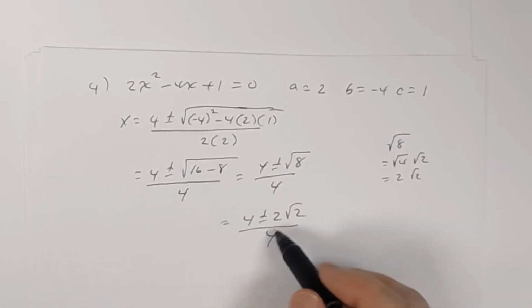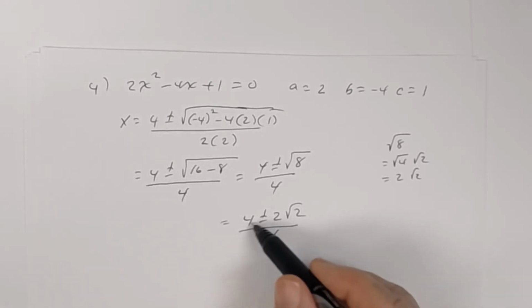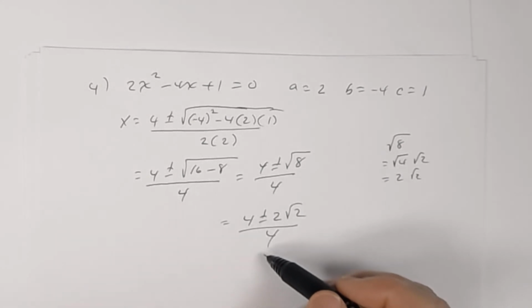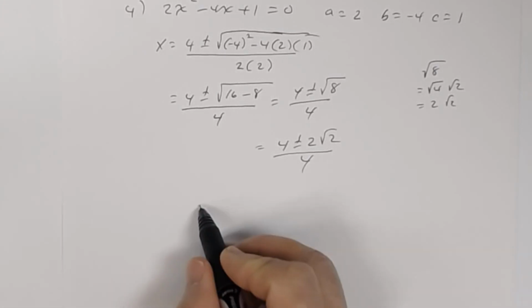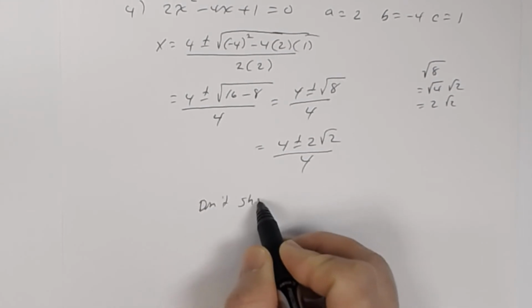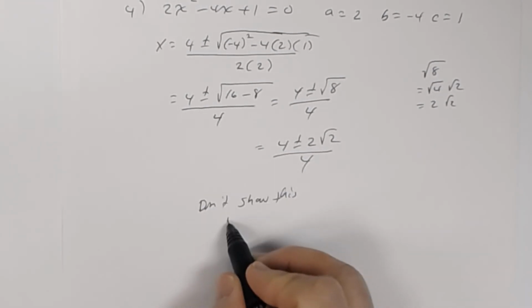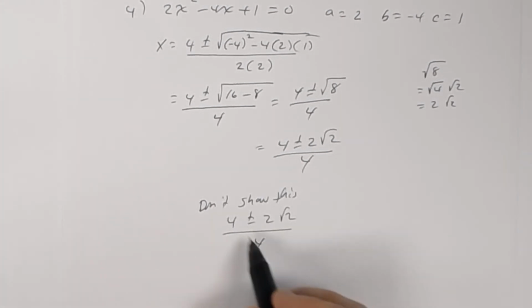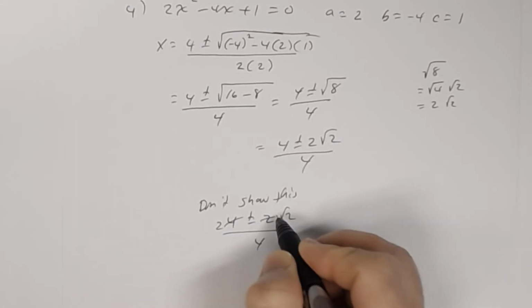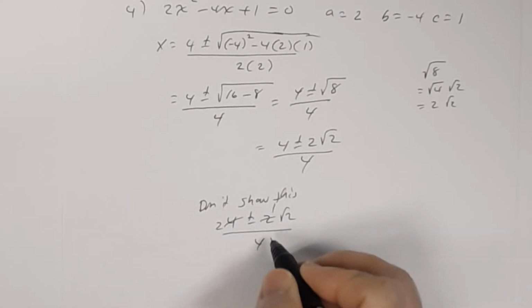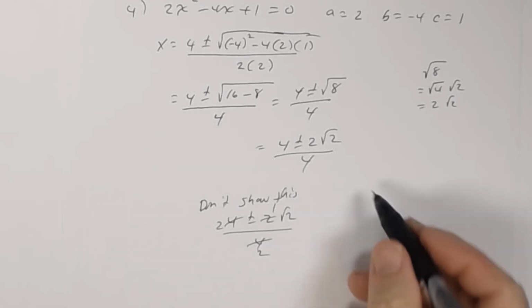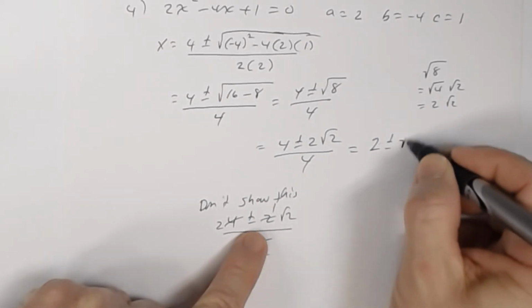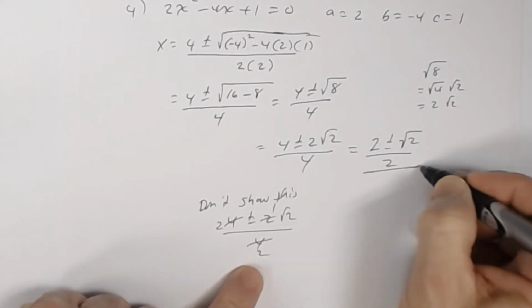And if you leave it like this, you're going to lose 1 or 2 points because you didn't reduce all the way. So notice that 4, 2, and 4 all have 2 in common. 2 is a factor. You don't have to show this, but in your mind, you're saying 4 plus or minus 2 square root of 2, all divided by 4. You notice that all these are divided by 2. So 4 divided by 2 is 2, 2 divided by 2 is 1, and 4 divided by 2 is 2. So then you would get 2 plus or minus the square root of 2, all divided by 2.